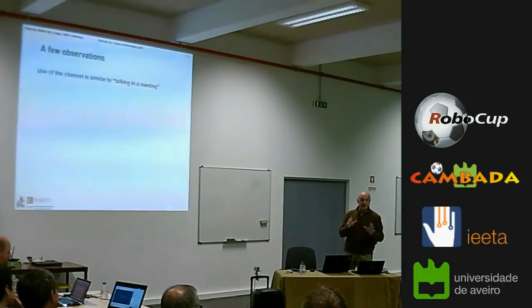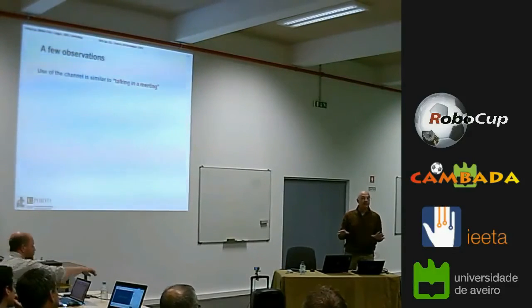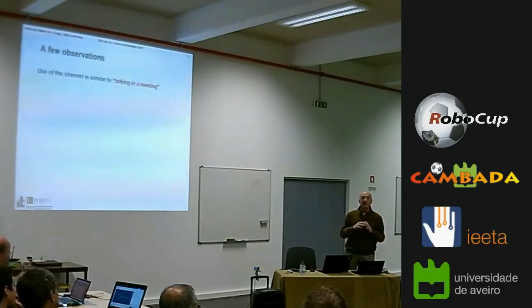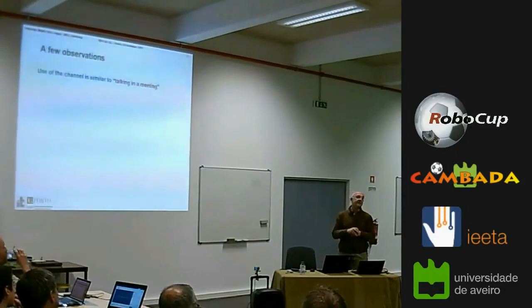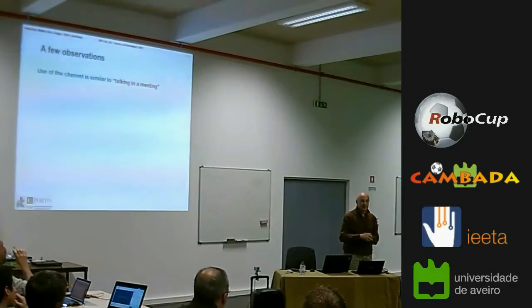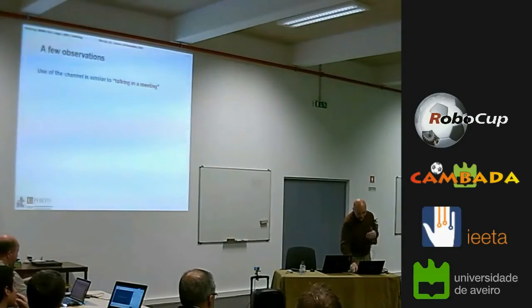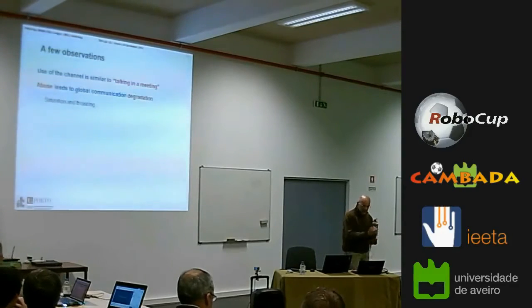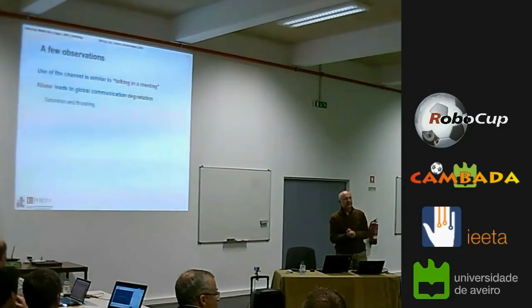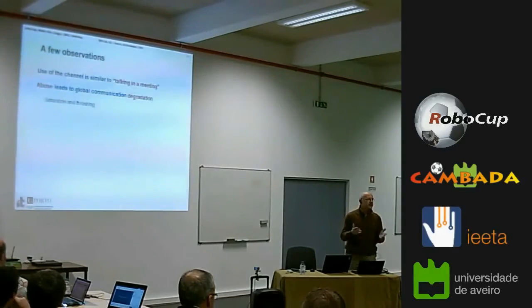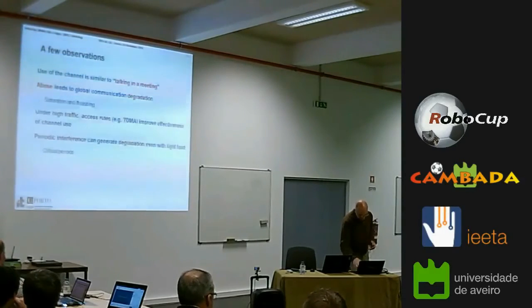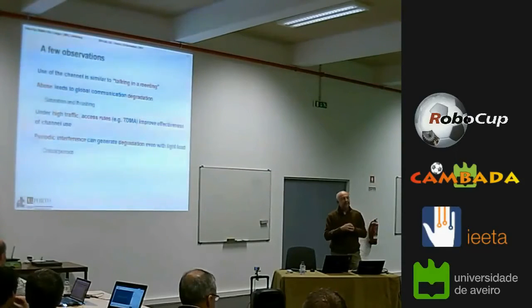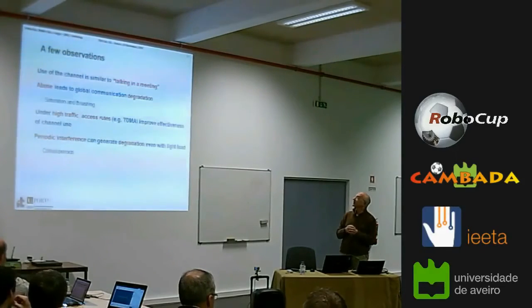So it's very important to know that when we have a shared medium, there is no other way that we can communicate unless we serialize communications. Unless we do what we call frequency multiplexing, which means multiple channels in parallel. But we are limited in that point as well, so we don't have channels for everybody. And so we have at some point to use the same channel. Now, abuse of this communication leads to degradation of communications. That's basically what I was telling you before. And under high traffic, it's very important to have access rules.